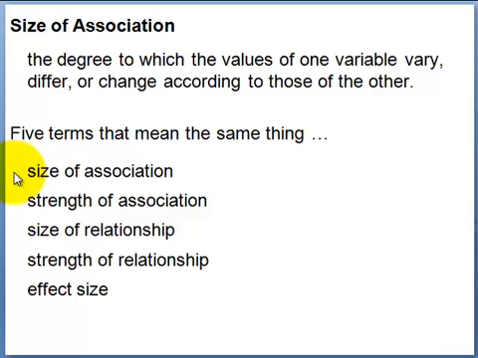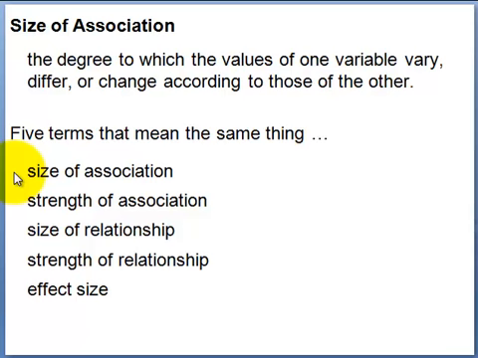So the 5 terms with highly similar meanings are size of association, strength of association, size of relationship, strength of relationship, and finally effect size. But just to give you a feel for size of association, what we're trying to look at when we look at relationship is whether, as one variable changes in value, the other variable does as well. We're looking at, do certain values of one variable tend to go with certain values of another?